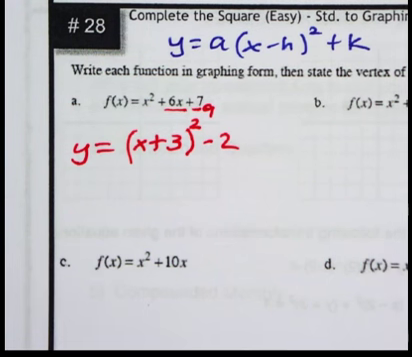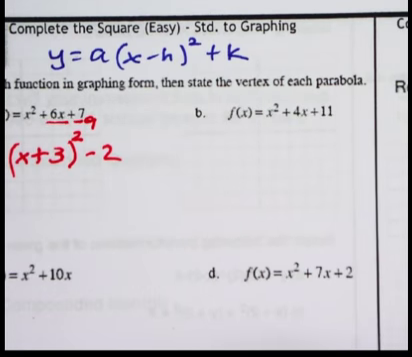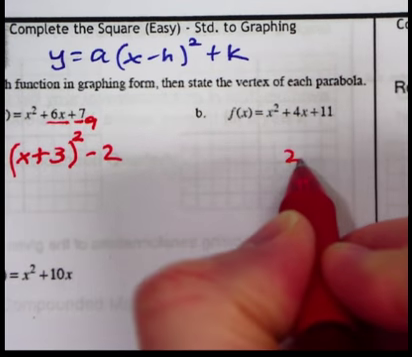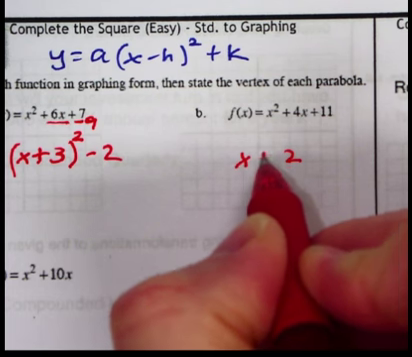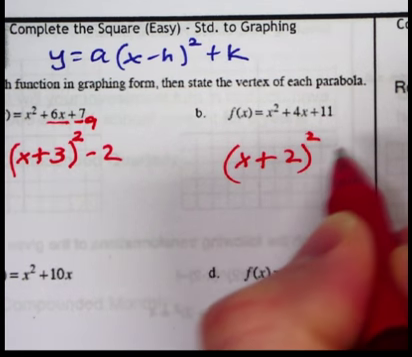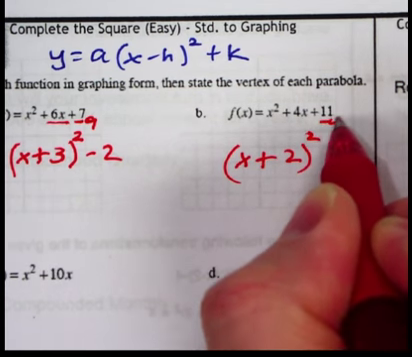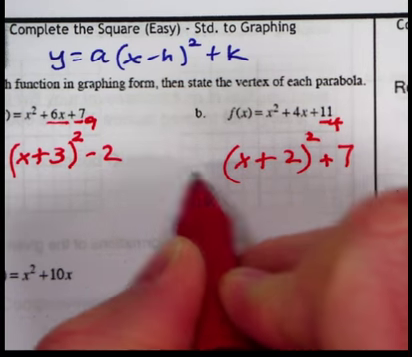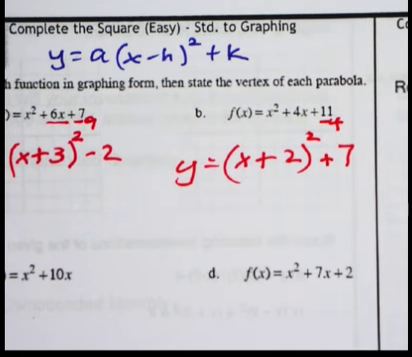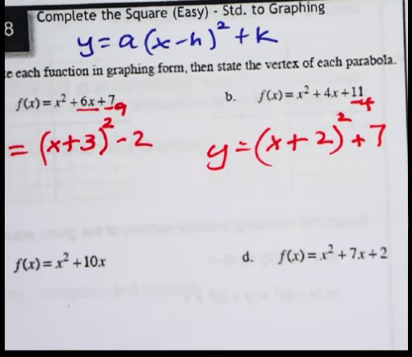So here we go. Over here, in the second equation, it's x squared plus 4x plus 11. Half is 2. It's plus. So it's x plus 2 squared. Squared is 4. Subtracted from the last number, you end up with plus 7. There is my equation. Now, we haven't followed the directions completely because we're supposed to be stating the vertex. But I wanted to show you the process.